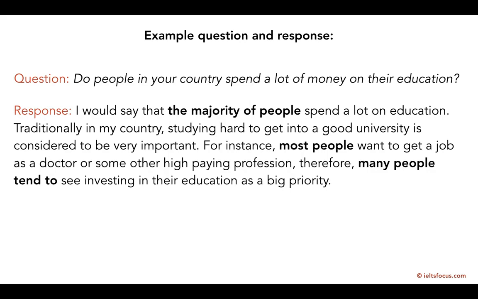Traditionally, in my country, studying hard to get into a good university is considered to be very important. For instance, most people want to get a job as a doctor or some other high-paying profession. Therefore, many people tend to see investing in their education as a big priority. Now, in this response, I've used the word people 3 times. There's no rule to that, but I've just done that. But I've answered the question appropriately. And again, I've given another example.